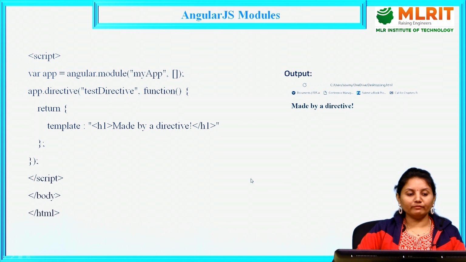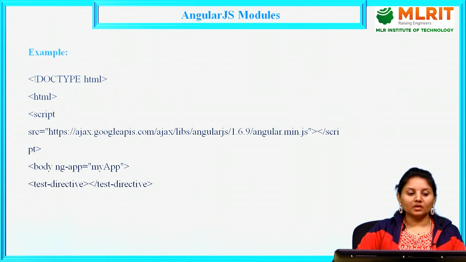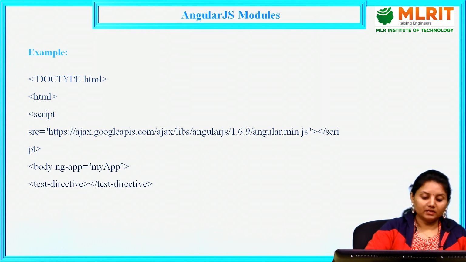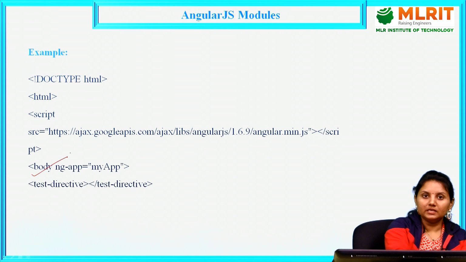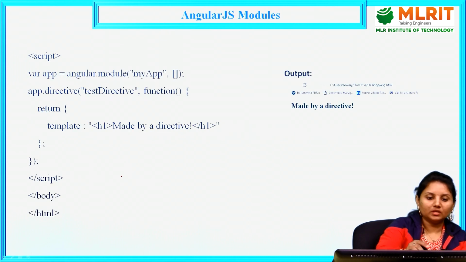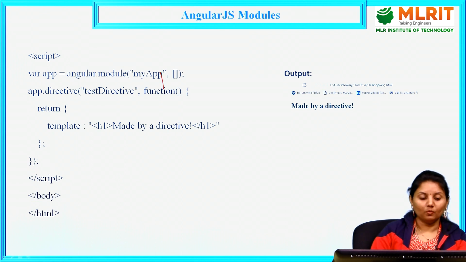Just to brief it again, I am telling you: for AngularJS, just give the CDN links. Once the CDN link is given in your script tag, just give the body part. Inside the body part you are going to define ng-app. ng-app is the name of the application that you are going to give. So myApp we have given. If you are giving myApp1, then here also make it myApp1.